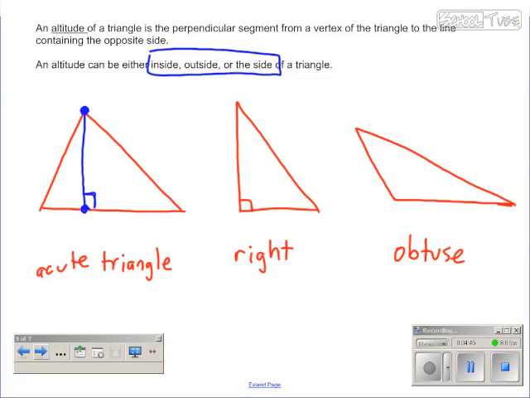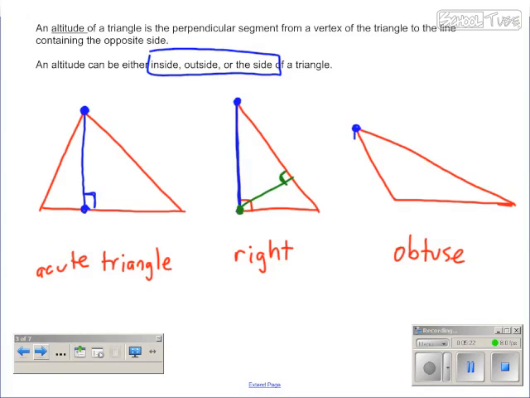For our right triangle, if I focus on this point here at the top down to my right angle and I drop the altitude down, you'll see that I'm really just retracing the side of the triangle. And so this is where the altitude is the side of the triangle. Of course, if I focused on a separate vertex and the opposite side, it would now be a situation where it's inside the triangle.